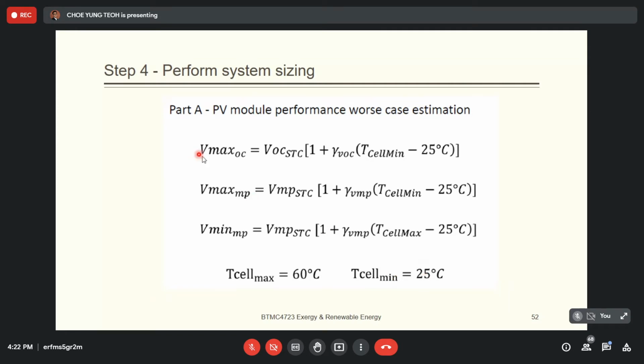Okay, so you can see that we calculate the maximum voltage by considering how much the voltage drops according to the temperature. But for this one, because the minimum temperature is 25, it will be exactly the same as stated in the specification. Same thing for the second one, because the minimum temperature is 25, we get the exact VMP at STC from the specification. And the last one, Vmin MP, we want to calculate at the maximum temperature.